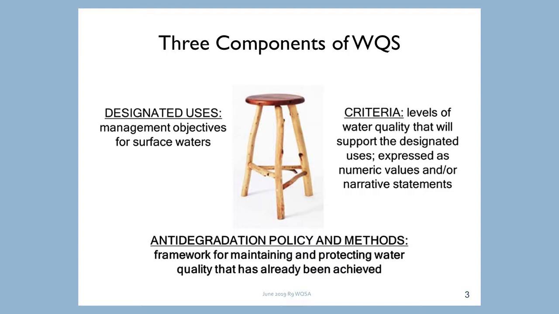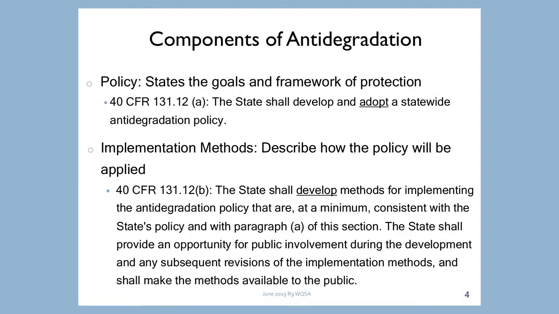And right now, we will talk about anti-degradation policy and implementation methods, which really is about setting up a framework to maintain and protect water quality that has already been achieved. It's really about the maintain portion of the restore and maintain part of the Clean Water Act. There are two components of the anti-degradation program. There's the anti-degradation policy, which talks about what the goals are for that framework, like what are the kinds of protections that you're going to provide?